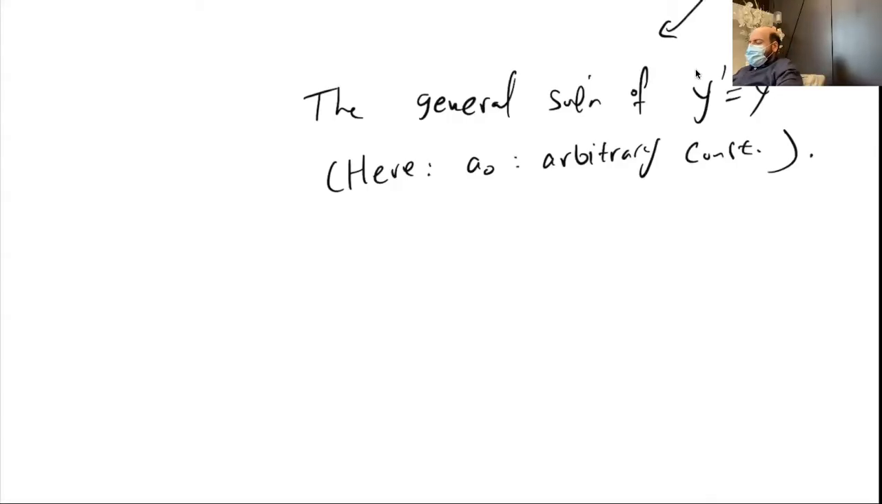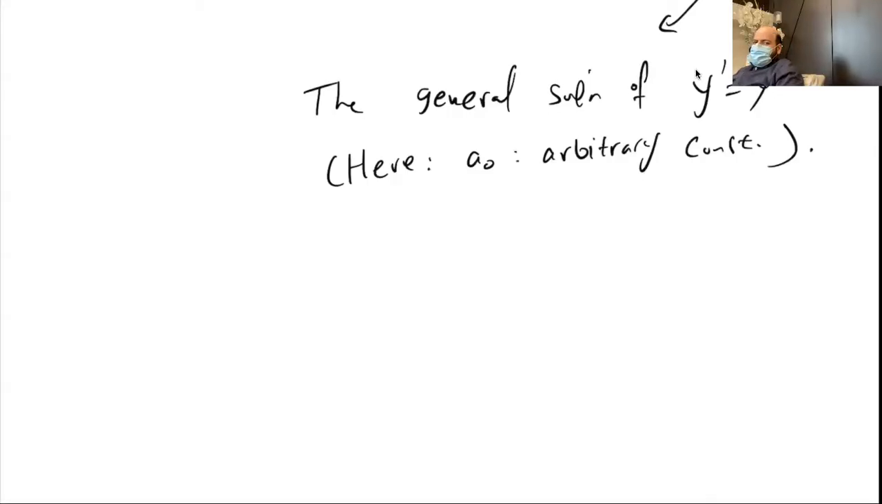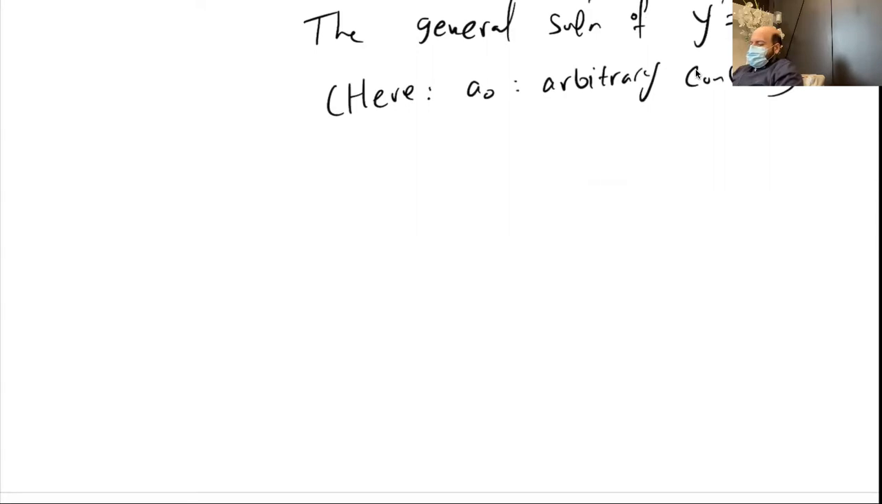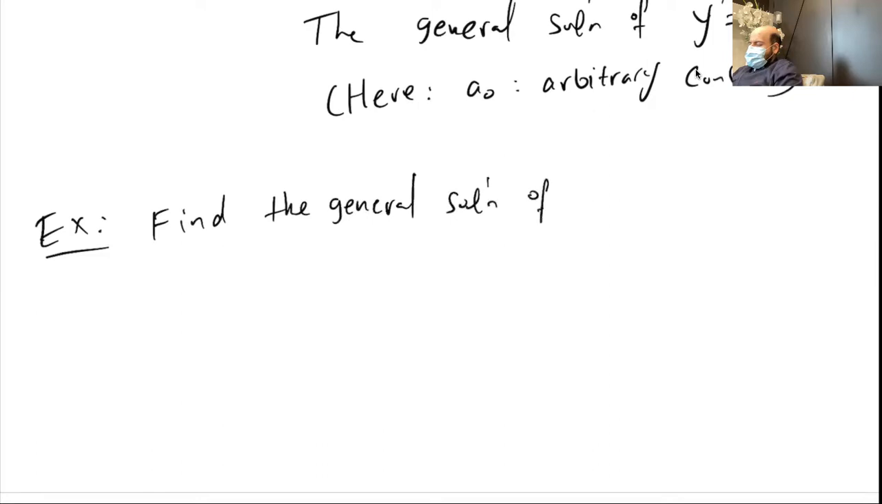All right, let's look at the next example. Let's say this time second order ODE. Find the general solution of y double prime plus y equals 0. So again, this is the second order ODE that we have solved before. We have found the general solution before in chapter 2. This time we want to solve it using power series method.